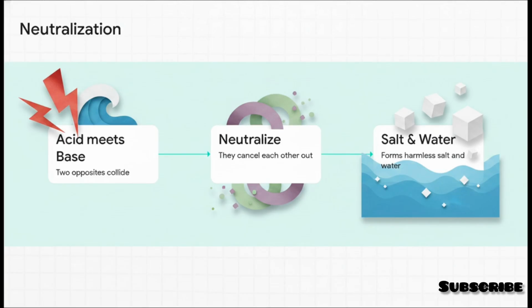When acids and bases collide, it is basically like two opposing forces meeting on a battlefield. They undergo this really famous process called neutralization. But instead of a chaotic explosion, they effectively just cancel each other out. They neutralize, leaving behind nothing more than a simple salt and water.